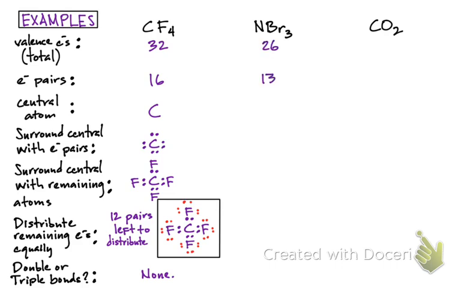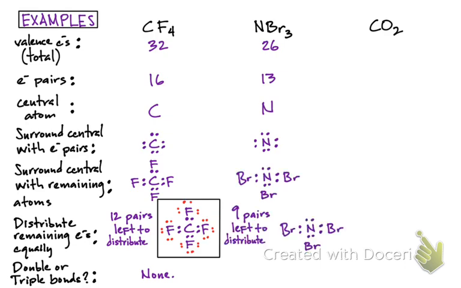Next one here is nitrogen tribromide. It has a total of 26 valence electrons, 5 from nitrogen and 7 for each bromine, a total of 26. We're going to divide that number by 2 in order to get the total number of electron pairs, which in this case is 13. Nitrogen is the central atom, and so we're going to surround the central atom with 4 electron pairs. Then surround the nitrogen with the rest of the atoms and electrons. We have 9 electron pairs to distribute equally among the 3 bromine atoms.